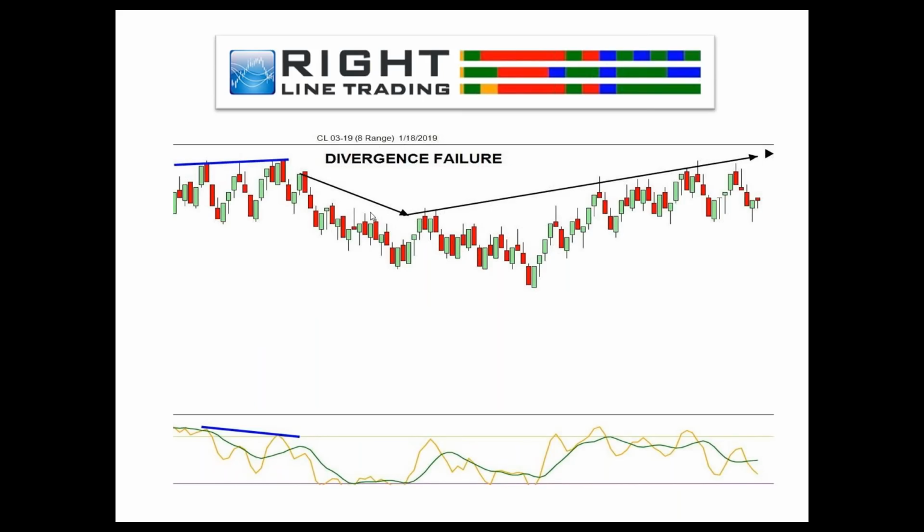Now here's another example. It's not a great example of divergence failure, but you can see you have equal highs here. The stochastic makes a lower high. And although price does fall, it doesn't fall much. And then it just rises right back up. So it's not a great short signal.